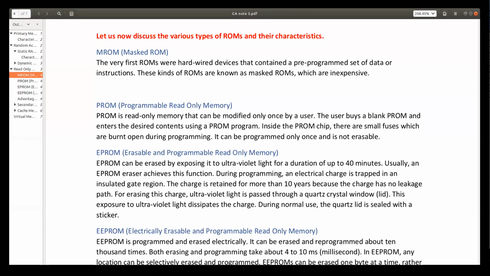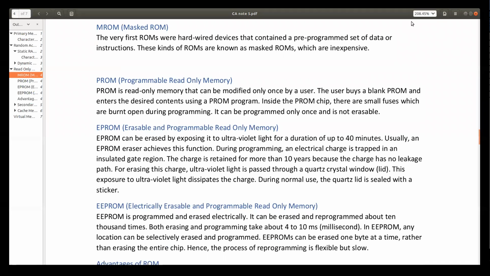Next is PROM, that is programmable read-only memory. It's a very vital thing. Now, the general nature of the ROM is that you cannot make any modification over there. But PROM is a ROM where we can make some modification, but only one time by a user.